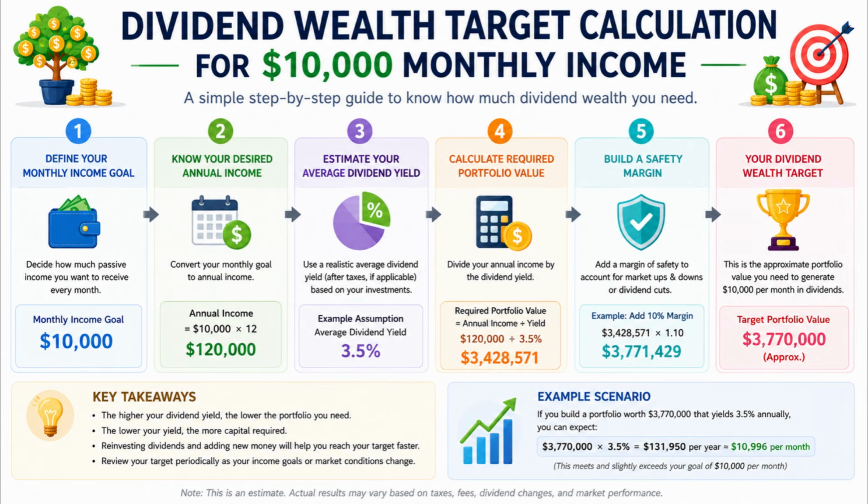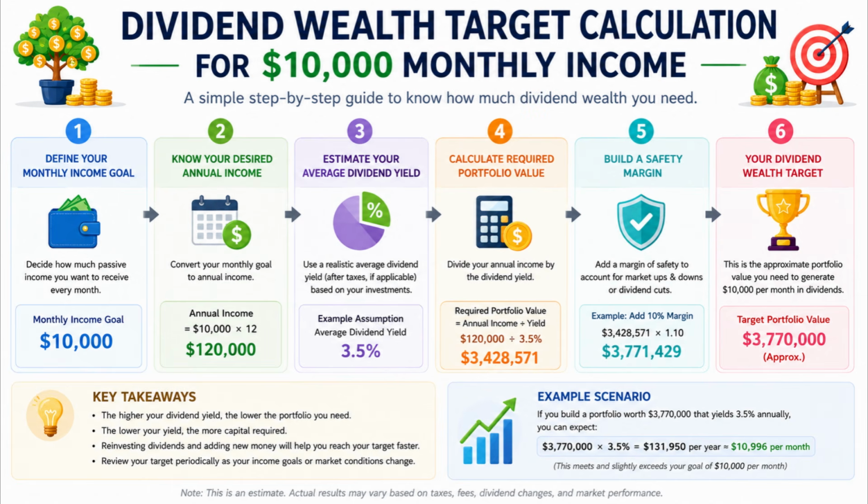Then, we add a safety margin. This is important because markets can move up and down, dividend payments may change, and real investment income may be affected by taxes, fees, or dividend cuts. In this example, we add a 10% safety margin.